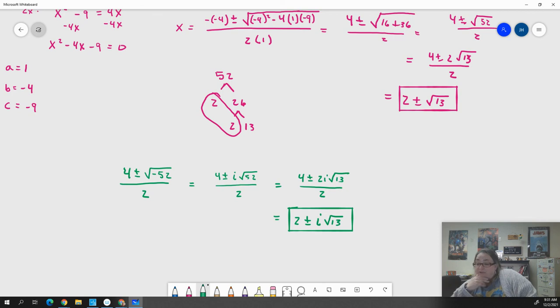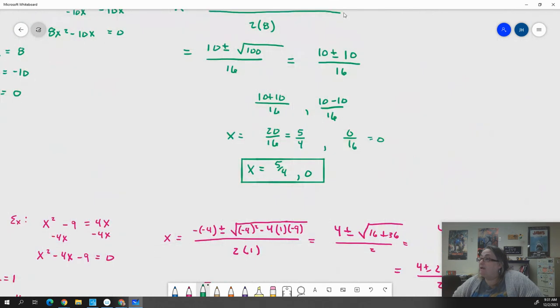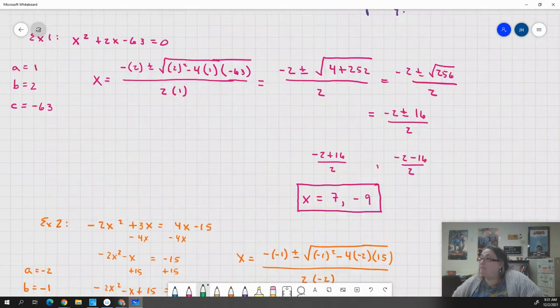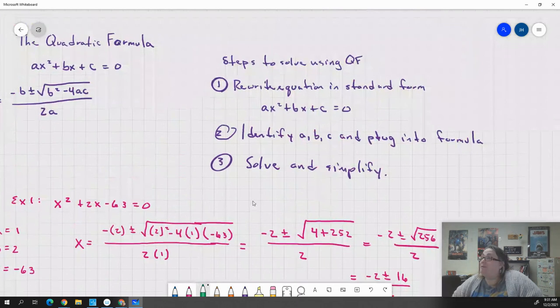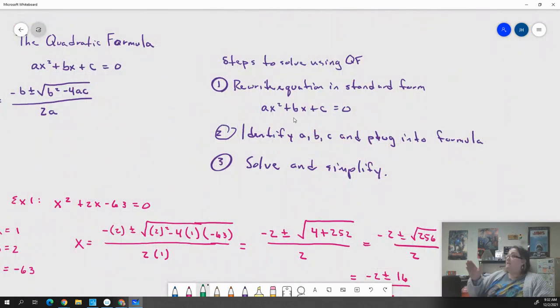I think I got you an example of at least every type of problem you might see in terms of the homework. Pay particular attention to the steps. What do I do first? I rewrite the problem so it's set equal to 0. Rewrite in standard form so it is set equal to 0. Make sure it's in declining degrees. Know what your a, b, and c are and just plug them into the formula and then simplify.